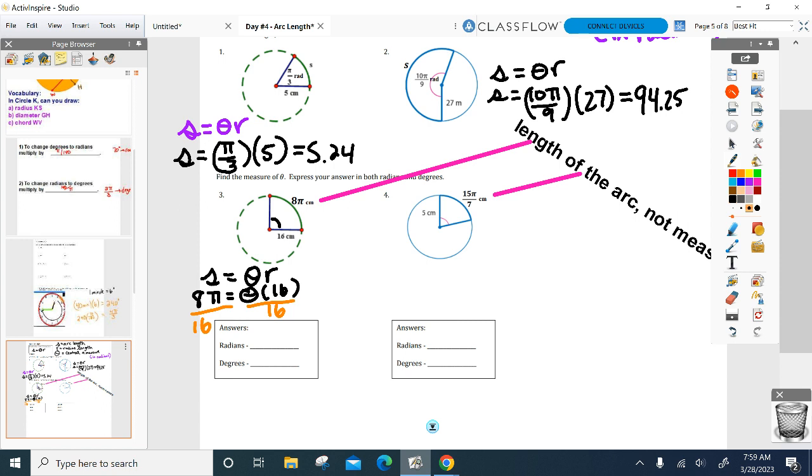So in radians, what's 8 over 16 reduced? 1/2. So 1 pi over 2. Everyone all right how I got there? I always like it in terms of pi. All right, now what's it in degrees?